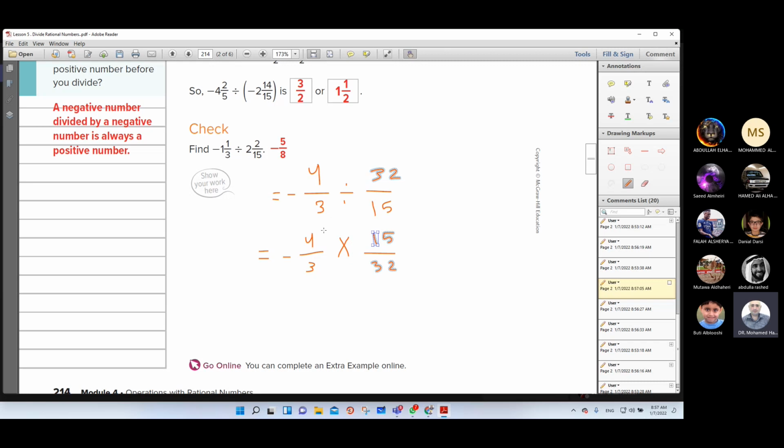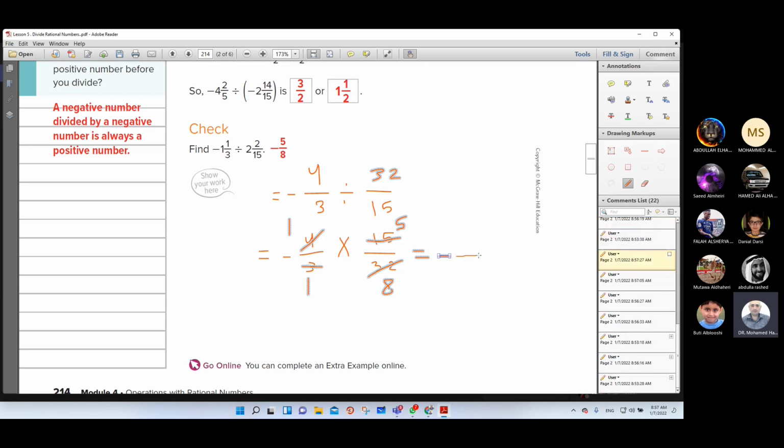As you see, if you divide 4 by 4, you will get 1. If you divide 32 by 4, you will get 8. If you divide 3 by 3, you will get 1, and 15 divided by 3 will get 5. And negative times positive, negative. And 1 times 5, 5. And 1 times 8, 8. So the answer will be negative 5 over 8.